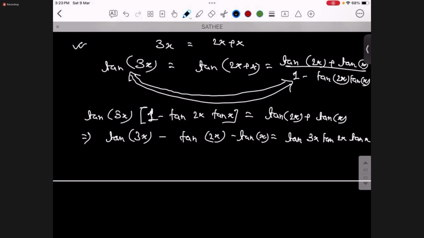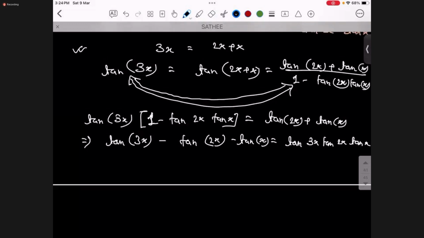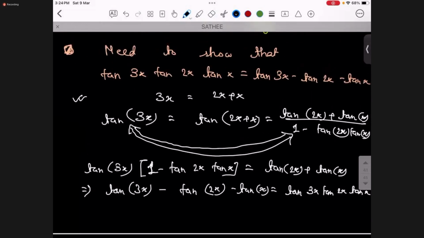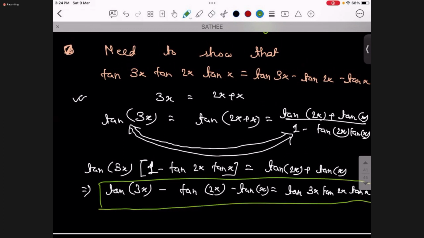Here I have just skipped one extra step. We have to multiply out on the left side, tan 3x minus tan 3x tan 2x tan x, and then keep all those terms. We just have to change the side of the terms so that we can obtain the required answer. So by doing this, we have obtained this expression. It is nothing but the use of the formula for tan(x+y). Just using that, we have obtained this result.